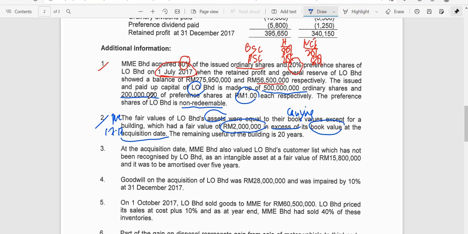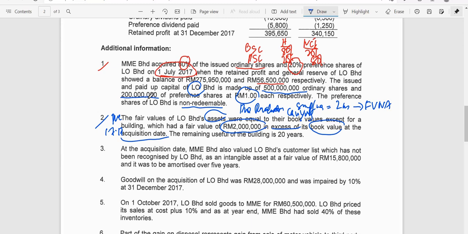The pre-acquisition revaluation surplus was 2 million. So that 2 million must be incorporated in the fair value of the net assets on the date of acquisition, 1st of July, for the calculation of goodwill, and also for the calculation of the non-controlling interest.